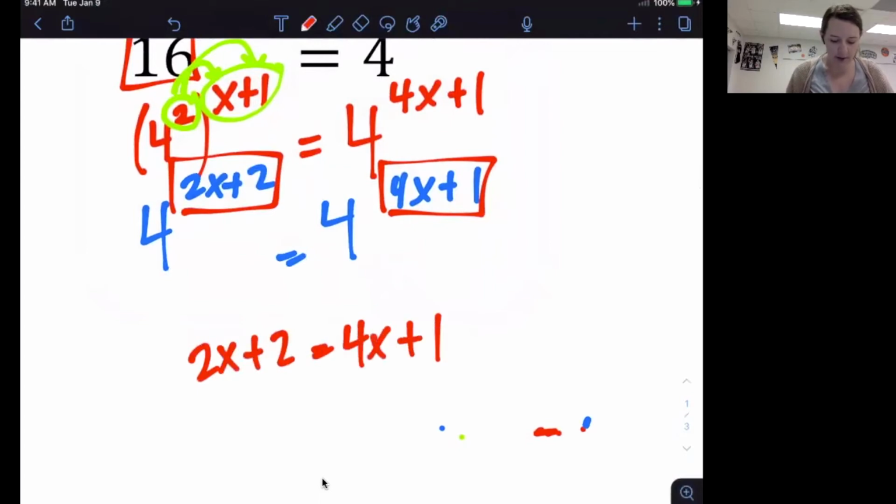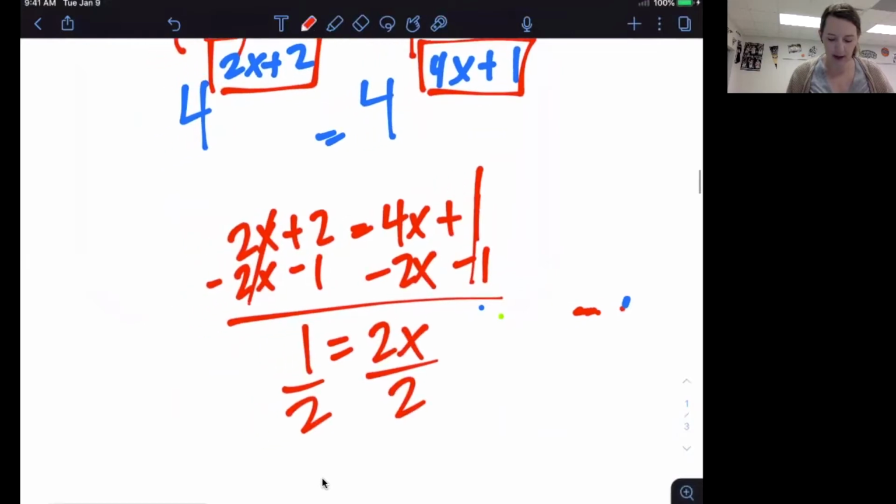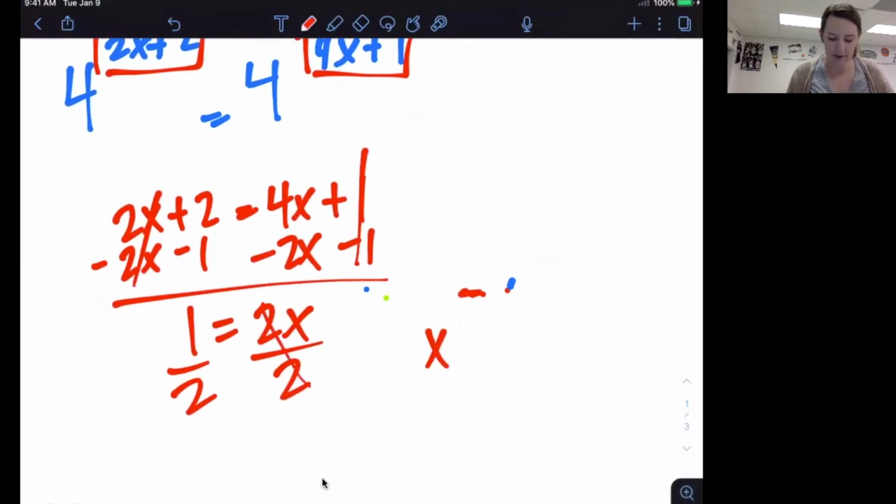I'm going to subtract the 2x, cancel that, subtract the 1, cancel that, and I get 1 equals 2x. And when I divide by 2, I find out that x equals 1/2.